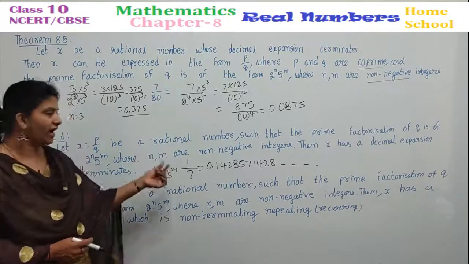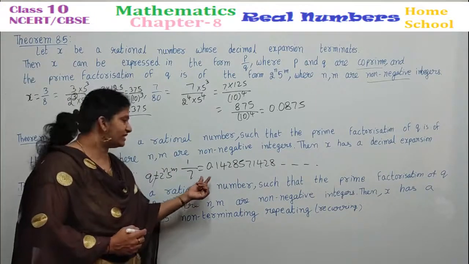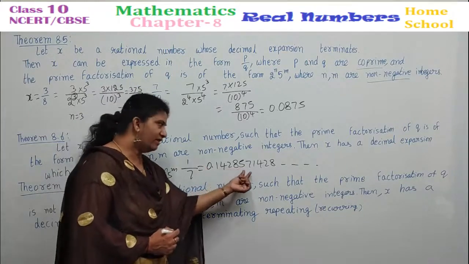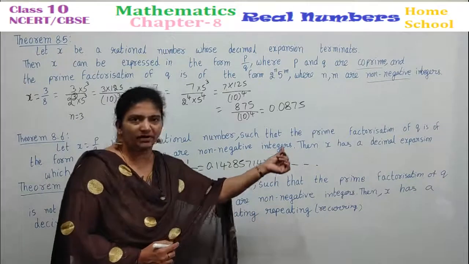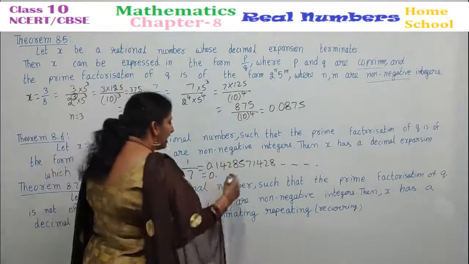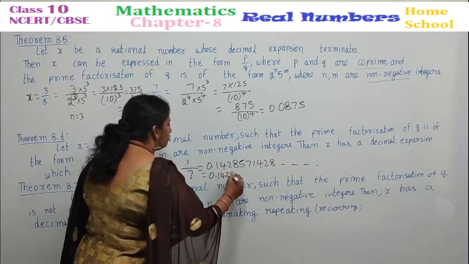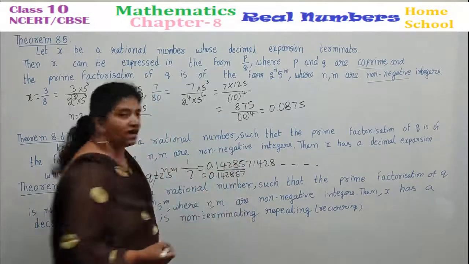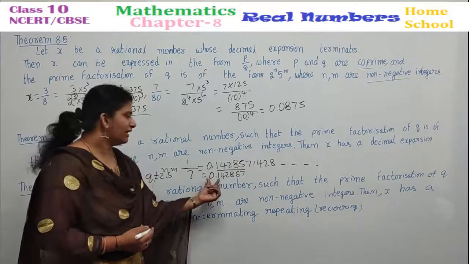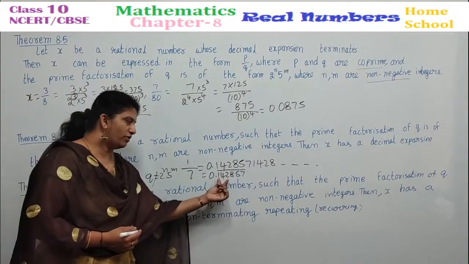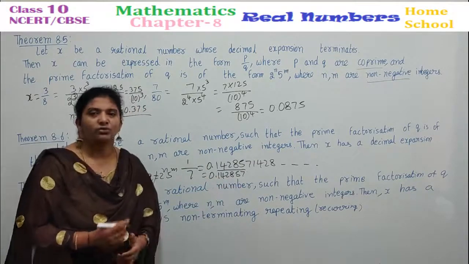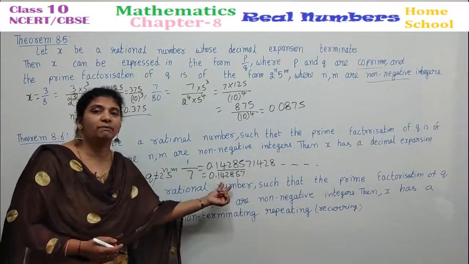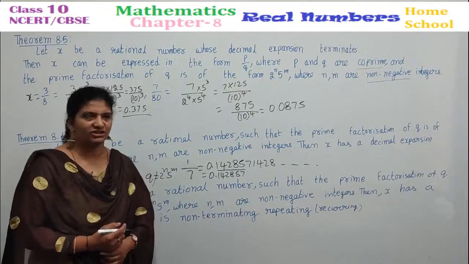But if you divide and check, you are going to get 1 by 7 is equal to 0.142857, and from here onwards it repeats. How can we rewrite this? 0.142857, and these 5 digits are repeating. So you can write like this, 1 by 7 is equal to 0.142857, whereas this rational number is a non-terminating repeating decimal expansion.